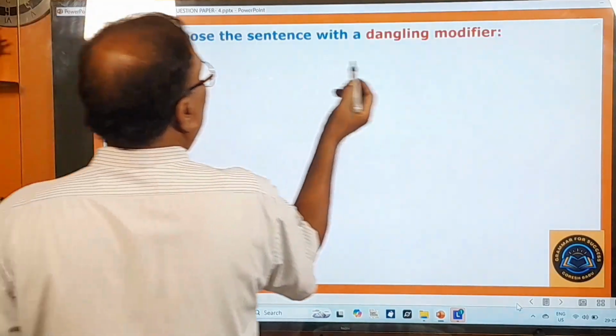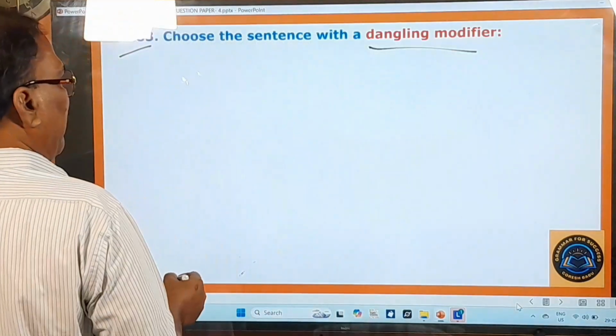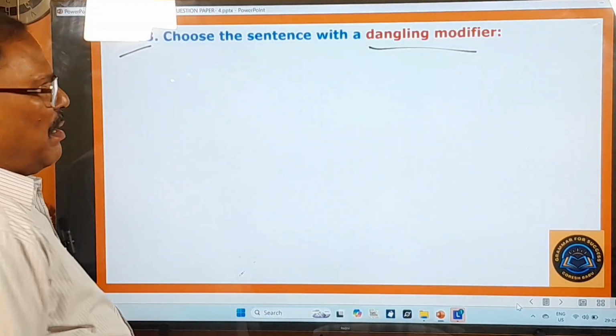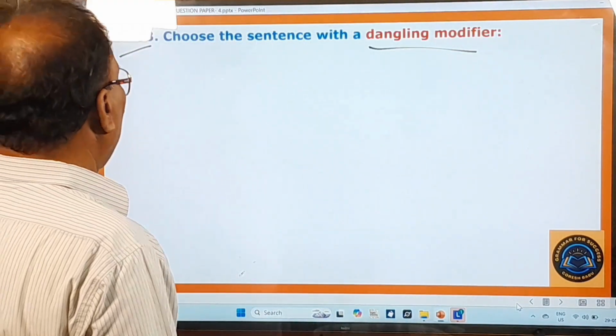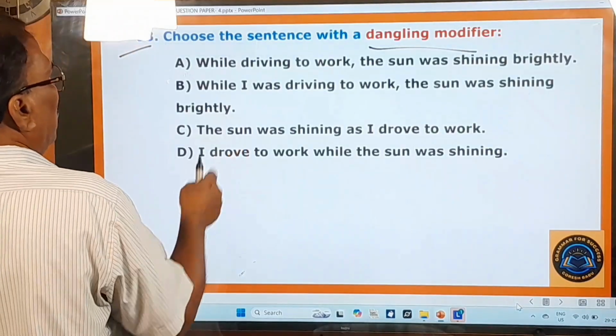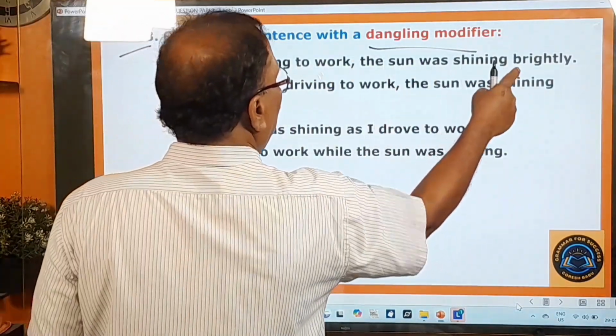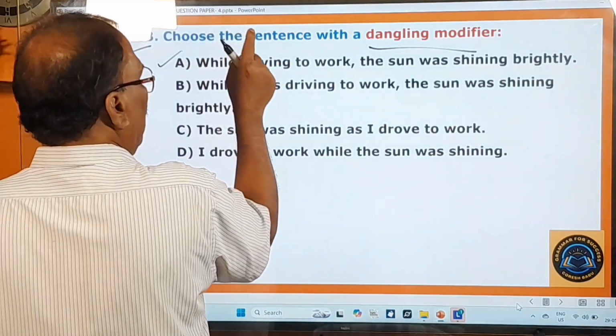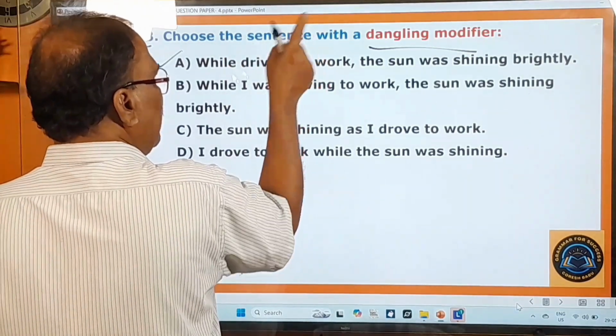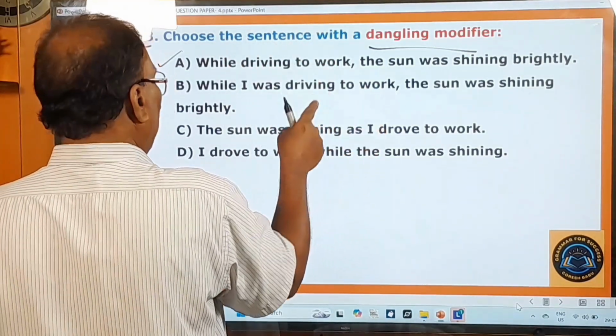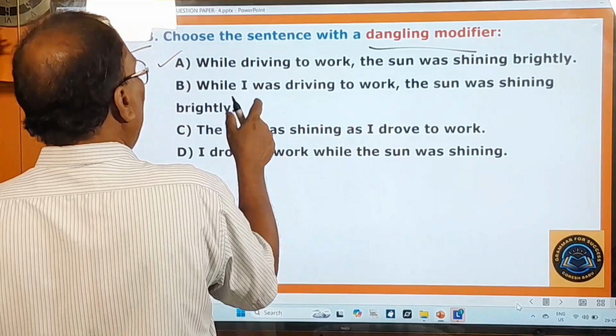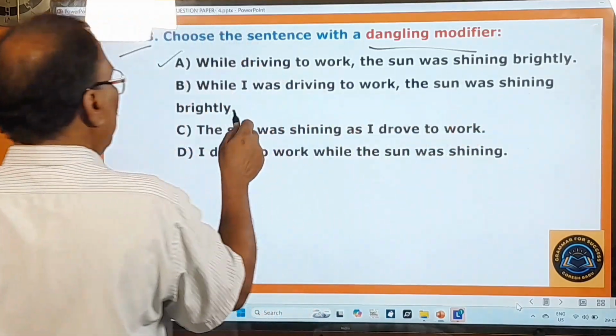83rd question. Choose the sentence with a dangling modifier. Again some sentence is given using some dangling modifier, and here you pay attention. Okay, while driving to work the sun was shining brightly. This is the only sentence in which there is a dangling modifier. Okay, right, or loose modifier. Okay, while I was driving to work the sun was shining brightly, right?